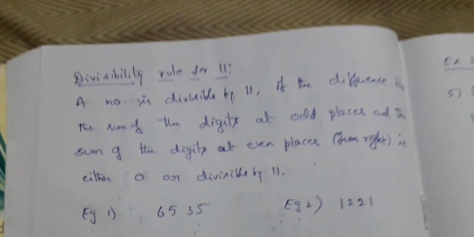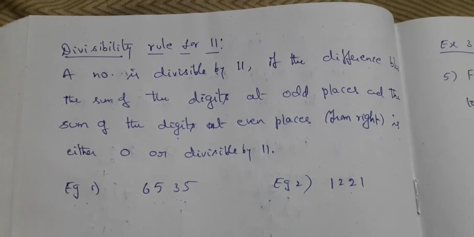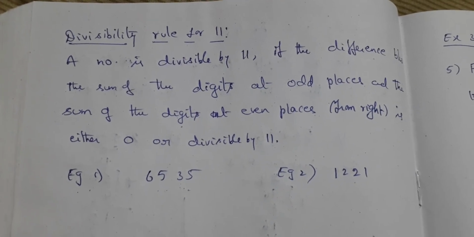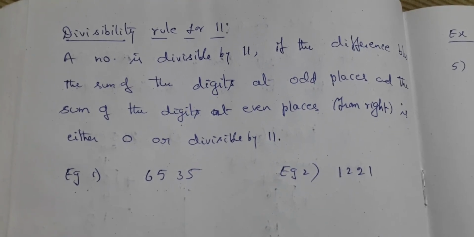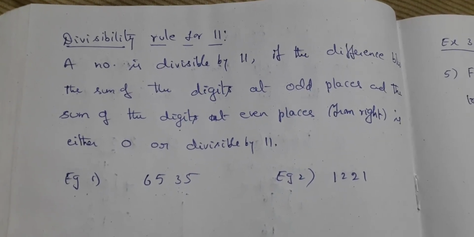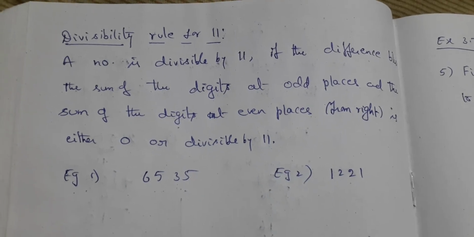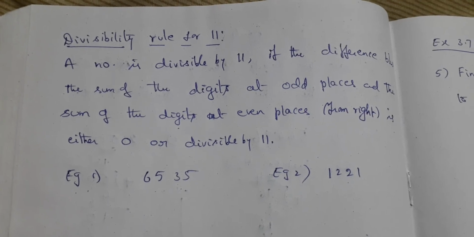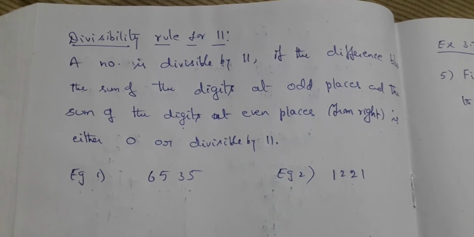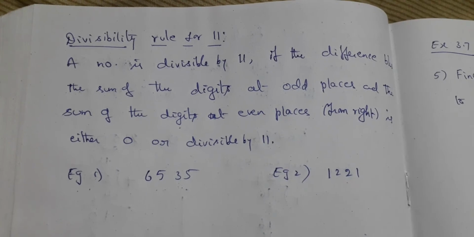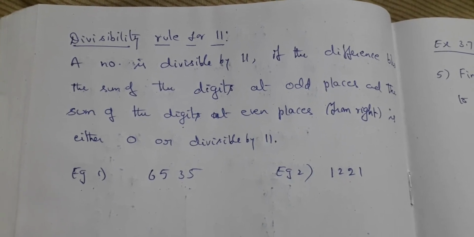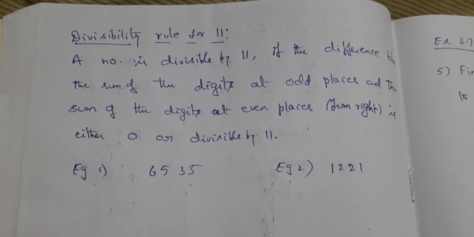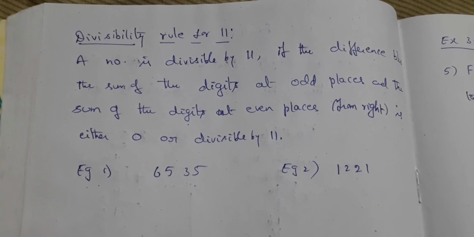So the next one is divisibility rule for 11. This is the last divisibility rule which is there in your syllabus, right, in this chapter. A number is divisible by 11 if the difference between the sum of the digits at the odd places, right? Odd places, that means first place, third place, fifth place, seventh place, these are called odd places. And the sum of digits at even places, even places means second place, fourth place, sixth place, eighth place, like that.